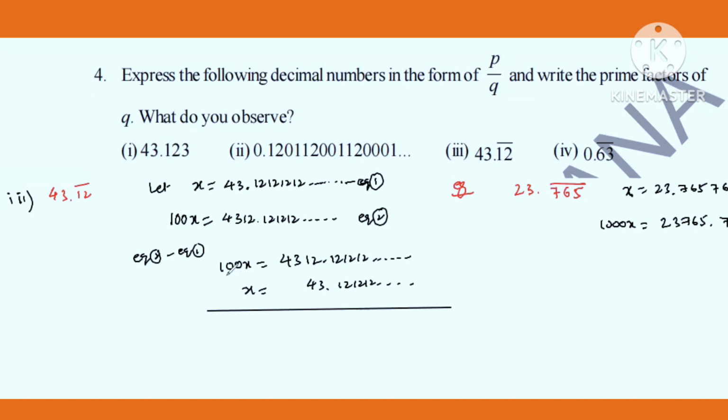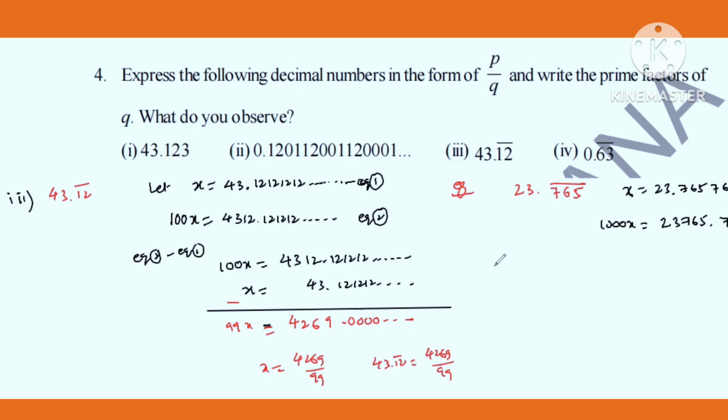On the right side we get all zeros after the decimal, and here we get 12 minus 3 is 9, and 10 minus 4 is 6, 2, 4. So we get 4269 on one side and 99x on the other, because 100x minus 1x is 99x. So x equal to 4269 by 99. So 43.12 bar equal to 4269 by 99. That is the answer.